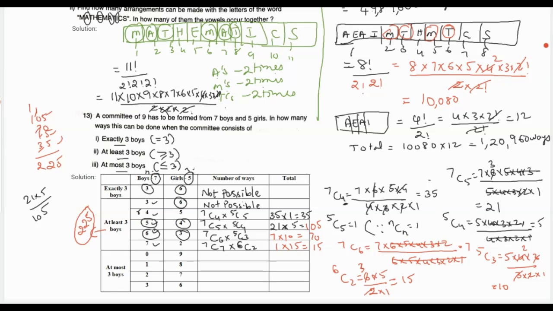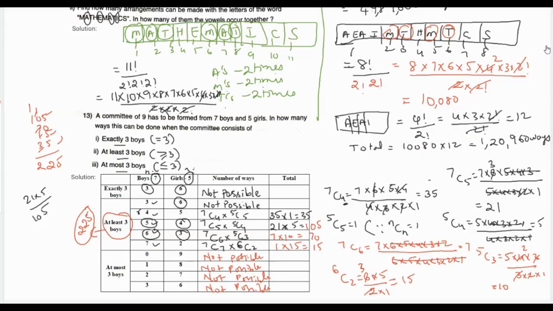Next one. Now next is at most 3 boys. At most 3 boys means the maximum should be 3, and the minimum can be 0. So 9 girls we don't have. It is not possible to find the committee because we don't have 9 girls. Then 8 girls also we don't have, 7 also we don't have, and 6 also we don't have, so it is not possible. Therefore, the committee is possible only when there are at least 3 boys. We can find the committees.